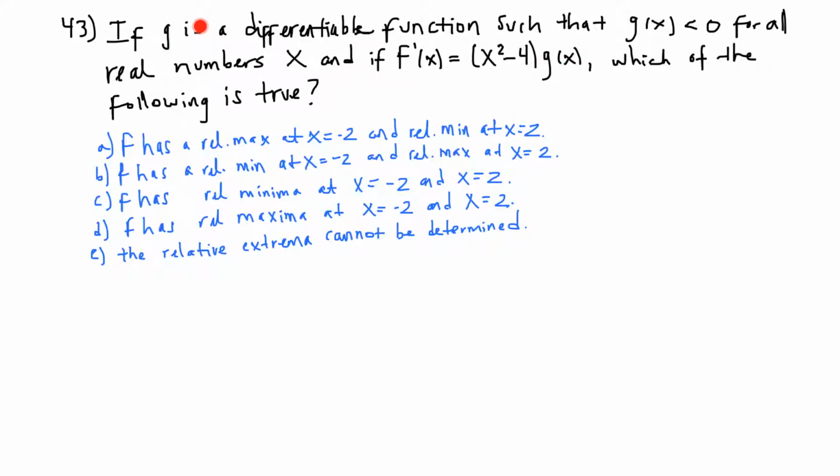Notice that we have no idea what this g of x is. They just talked about g and that it's negative, and there it is again, but we're not allowed to look at it. We don't know what it is. But f prime is equal to this product of x squared minus 4 times g of x. Which of the following is true?